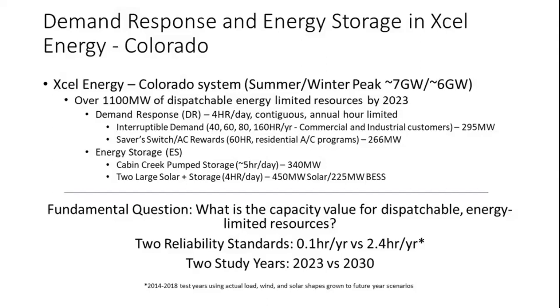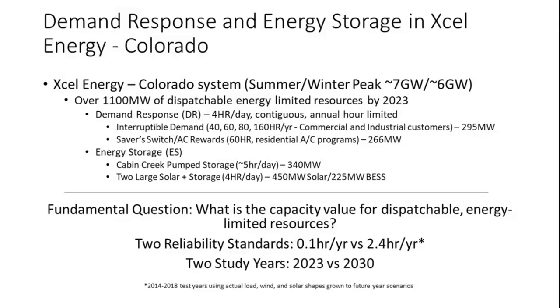Demand response, just to give you a flavor of what it looks like in Xcel Energy Colorado, and I believe this is characteristic of DR programs nationwide, is that they are of two flavors. There's an interruptible demand component, which we have 40, 60, 80, and 160 hour per year programs for our commercial and industrial customers. We have about 300 megawatts of that. We also have a residential air conditioning program, which we call Saver Switch, or another very similar program called AC Rewards. There's about 250 megawatts of that.